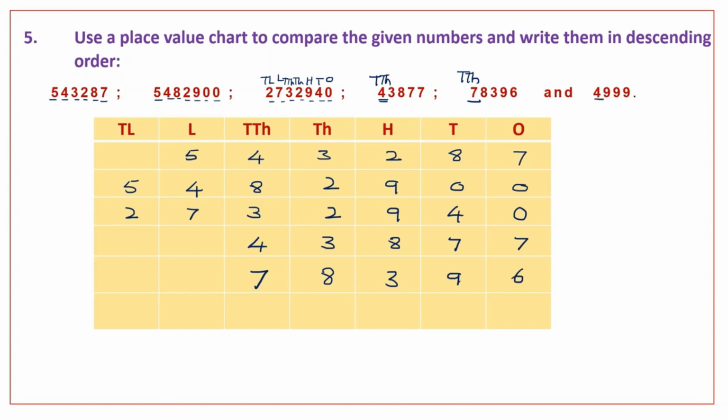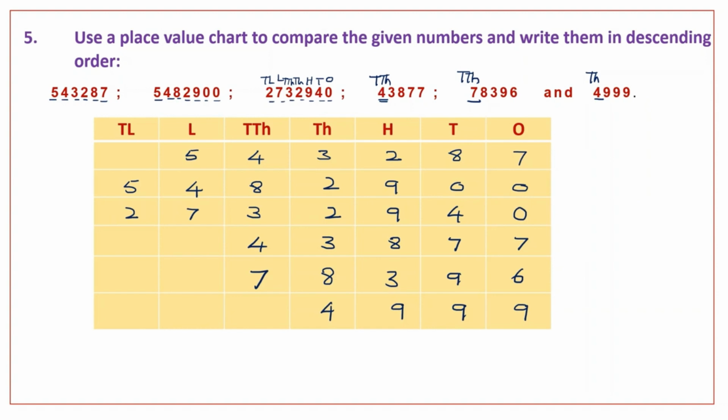The last one, we have ones, tens, hundreds, thousands. That means 4 should be in the thousands column. So the thousands column is here, so we can put 4 here. So that is 4, then we have 9, 9 and 9. So we have finished the first part where we have placed all our numbers in the place value chart.